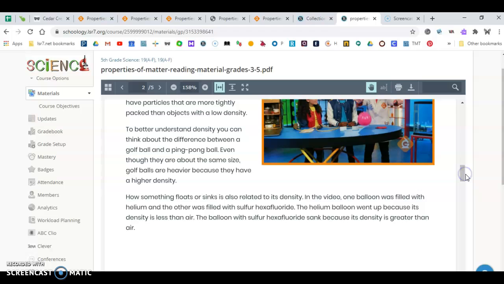How something floats or sinks is also related to its density. In the video, one balloon was filled with helium and the other was filled with sulfur hexafluoride. The helium balloon went up because its density is less than air. The balloon with sulfur hexafluoride sank because its density is greater than air.